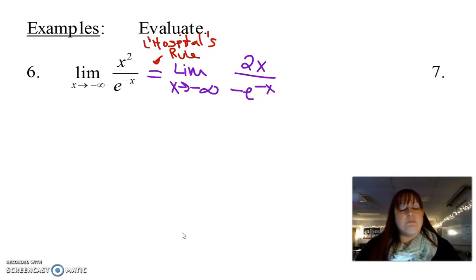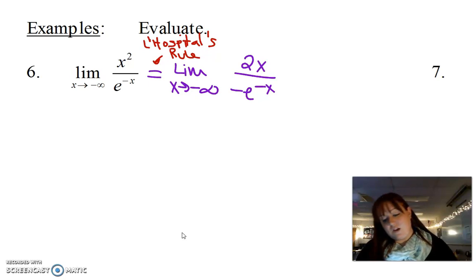Okay, now I use direct substitution again, and I put a big number in the top, and I get a big number. And I put a big number in the bottom, and I get a big number. So I still have an indeterminate form. I still have infinity over infinity. So I can use L'Hopital's. In fact, I have to use L'Hopital's again.